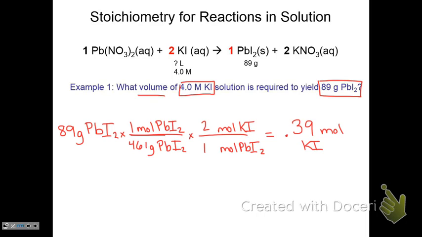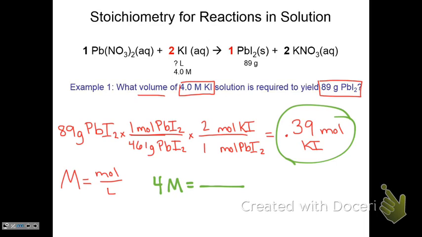Now I can take moles of potassium iodide and plug it back into my molarity equation and solve for volume. Because remember, the volume is really what we're after here. That's what the problem's asking me to find, the volume of this solution. So once I plug in my molarity, the molarity is given to me in the problem. It will be a 4 molar solution. We just calculated moles. Now I have a value for moles that I can plug in here, 0.39 moles of KI. Now I can solve for liters.